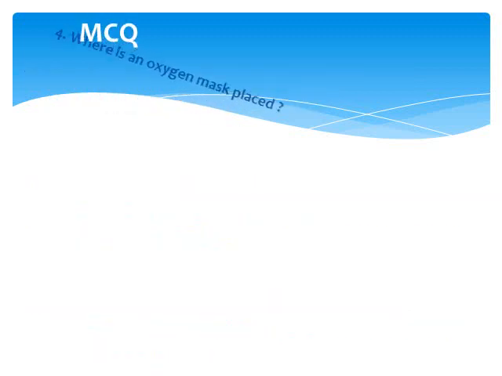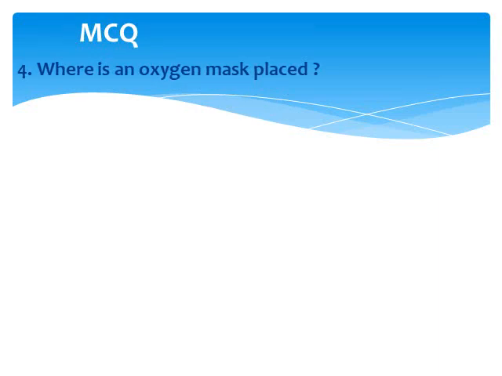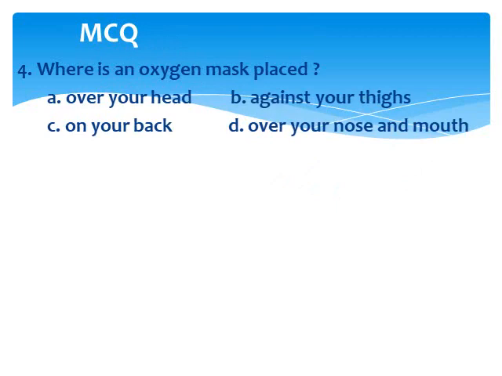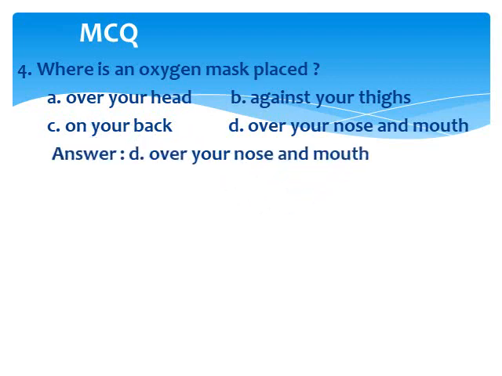More MCQ. Where is an oxygen mask placed? Over your head, against your thighs, on your back, over your nose and mouth. So where is an oxygen mask placed? Obviously over your nose and mouth.